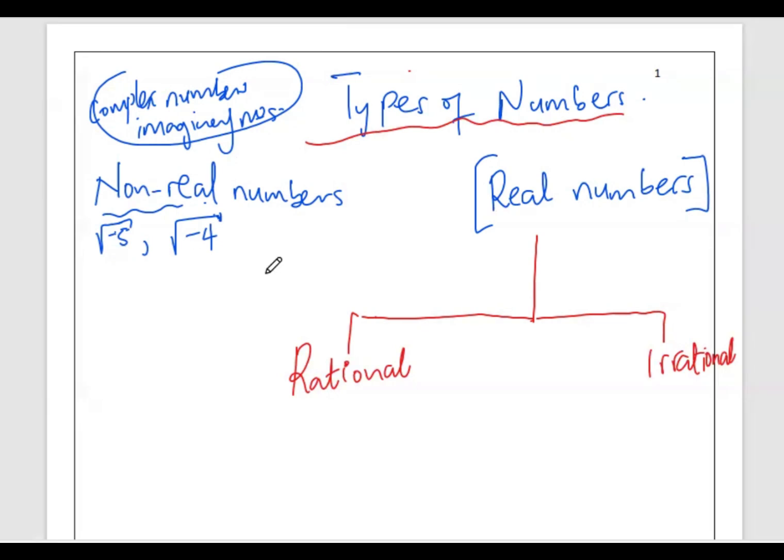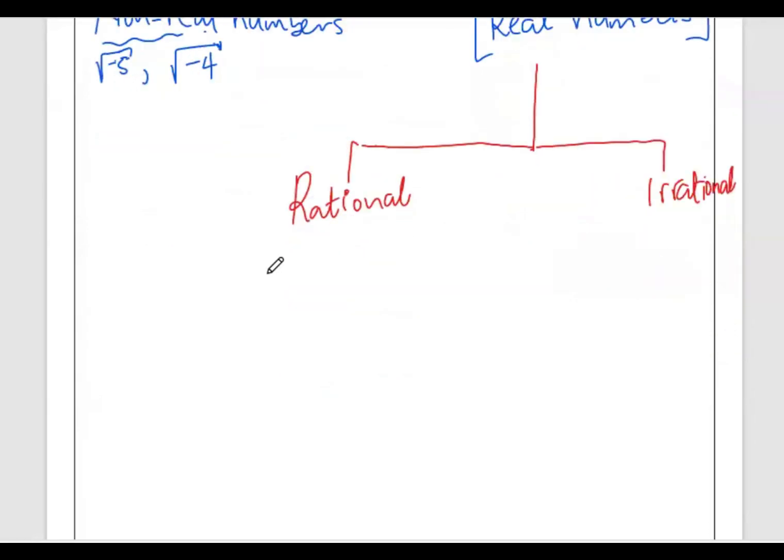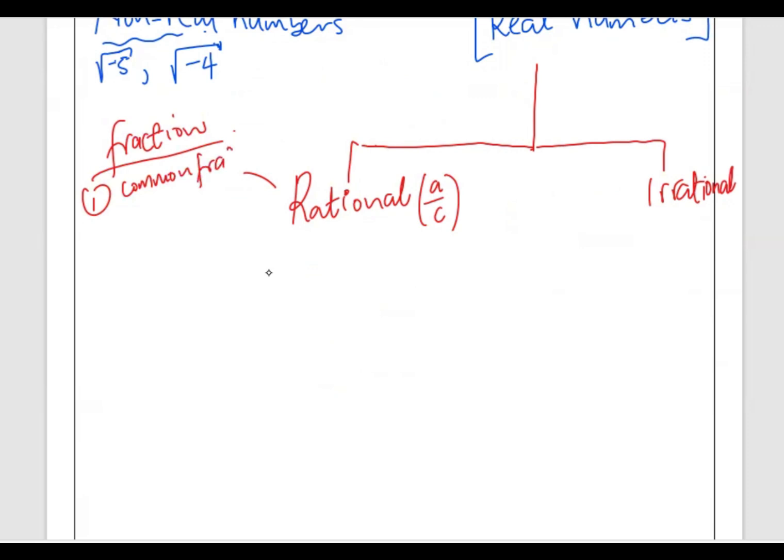So let's go down and break down what rational numbers are. Rational numbers are basically numbers that can be expressed as fractions, numbers that can be written in terms of fractions. Now, we have different types of fractions. Number one, we have the common fractions. That is your normal proper, improper, as well as the mixed fractions. That is A over C, where, of course, A and C are numbers.